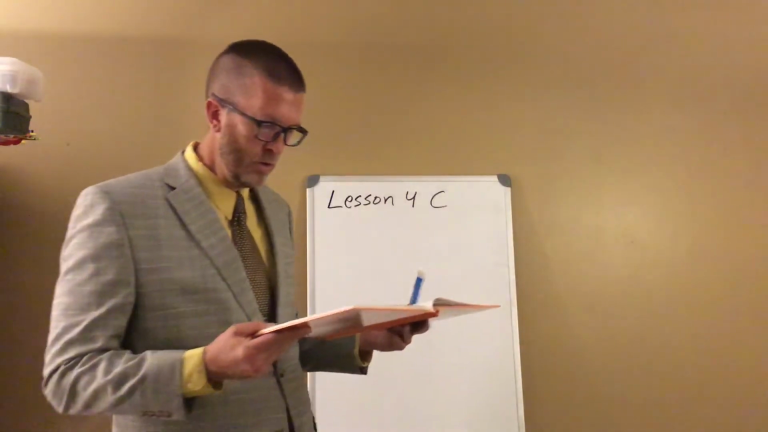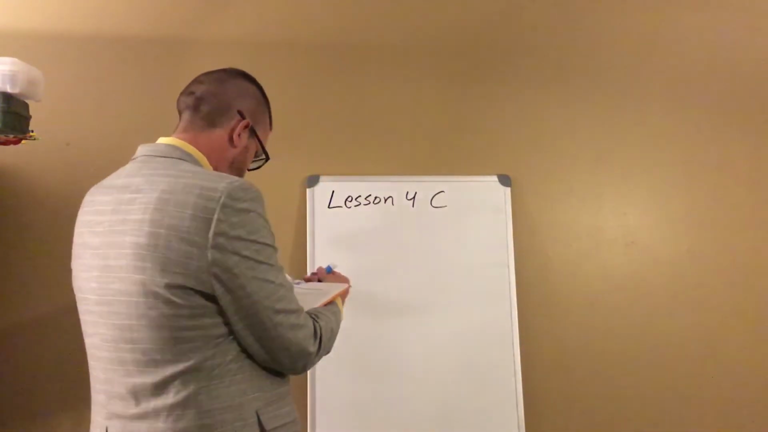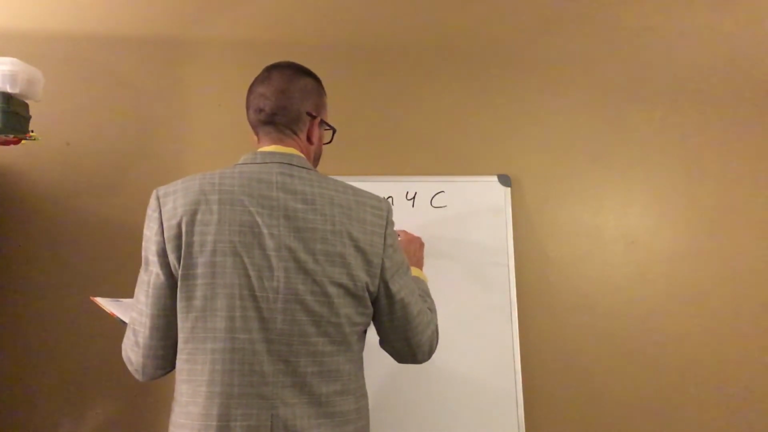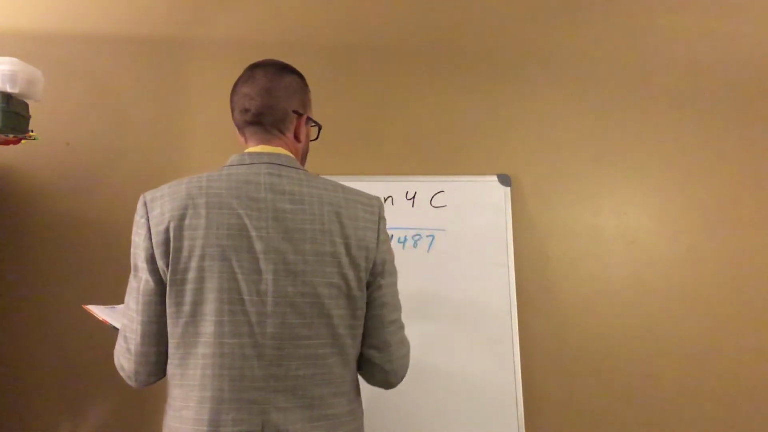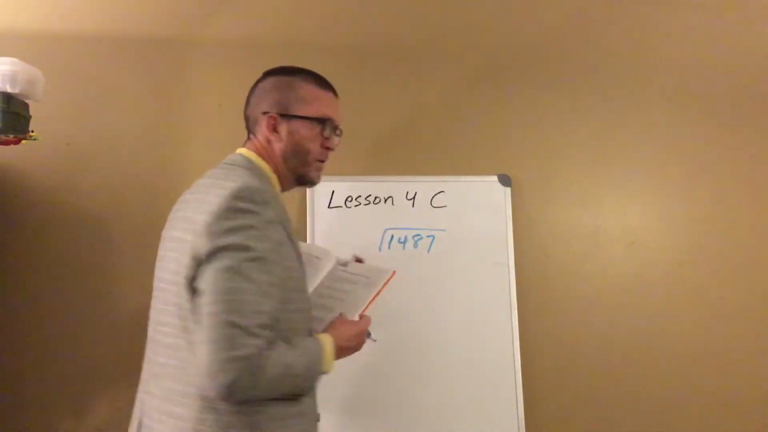Armando needs quarters to ride the bus each day. He took $14.87 to the bank and asked to have it changed into quarters. How many quarters did he get? Ooh. Well, we got $14.87. And we got 25 cents. We want to know how many. Want to see where we're heading?